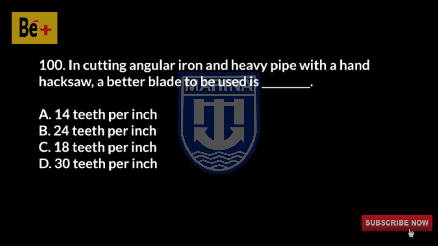In cutting angular iron and heavy pipe with a hand hacksaw, a better blade to be used is A. 14 teeth per inch, B. 24 teeth per inch, C. 18 teeth per inch, D. 30 teeth per inch. The answer is B. 24 teeth per inch.